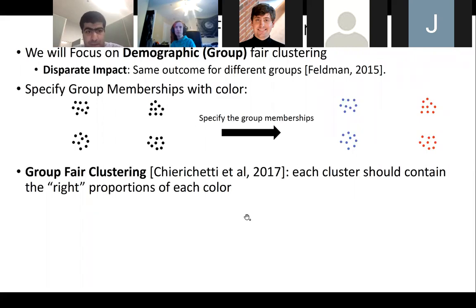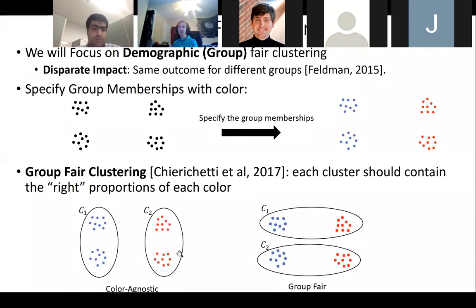And the definition of group fair clustering, or we'll call it fair clustering from now on, is that each cluster should contain the right proportions of each color. And usually right proportions means close to population level proportions. So in this example, we have red and blue points, and they occur in the same number, right? So an equal number of blue and red points. So the fair clustering should have clusters that contain almost the same number of blue and red points.